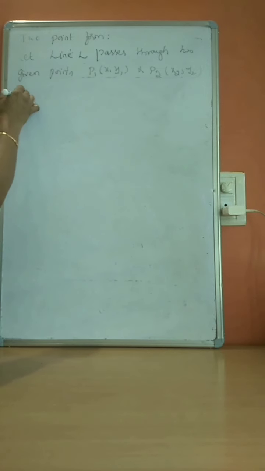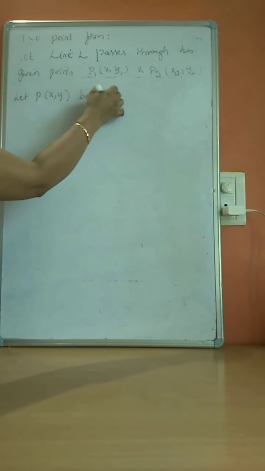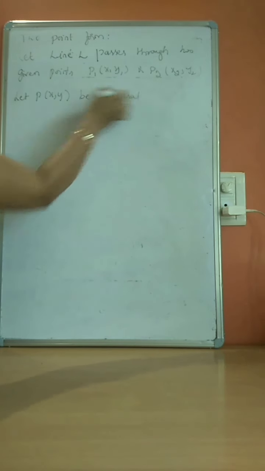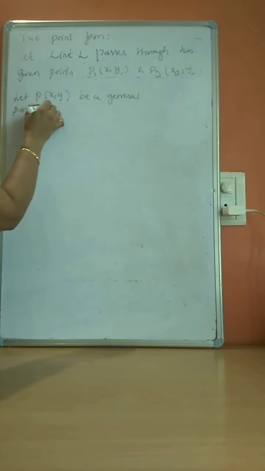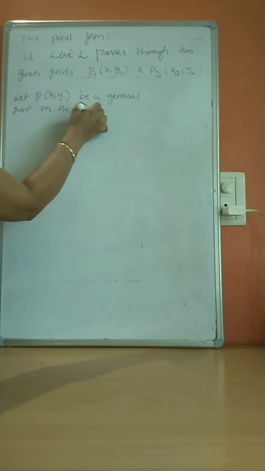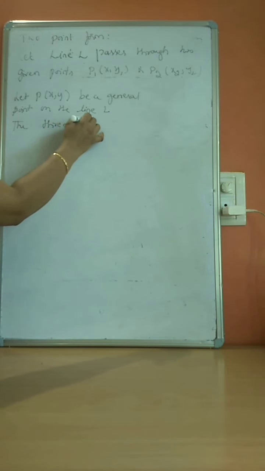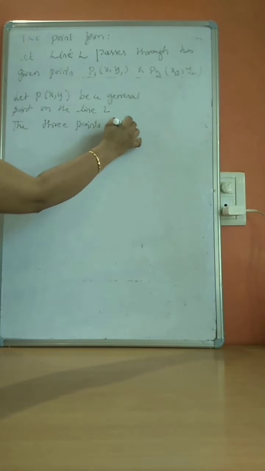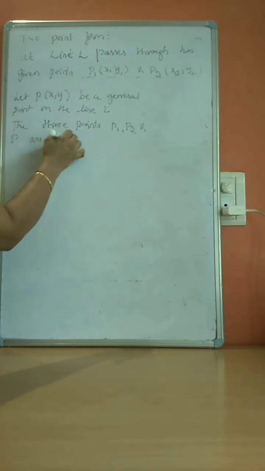Let P of x comma y be a general point on the line L. The 3 points P1, P2 and P are collinear if suppose the 3 points P1, P2 and P are collinear.